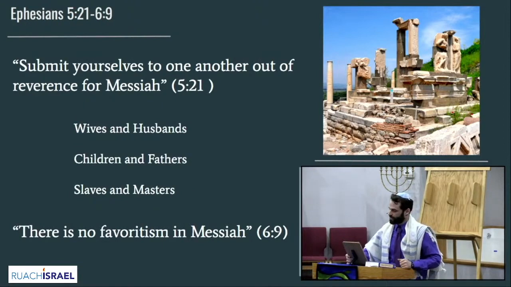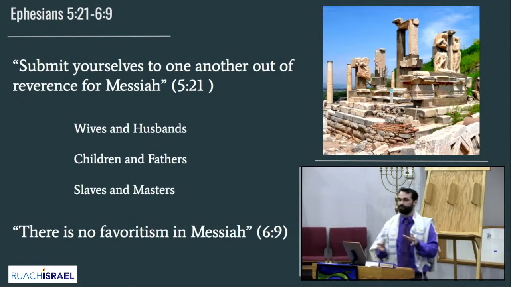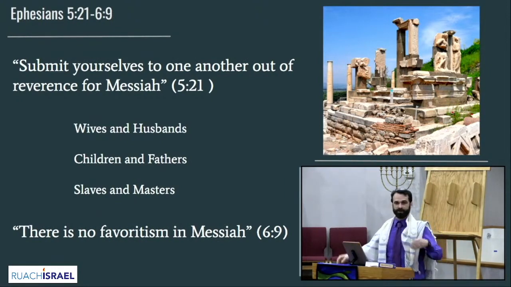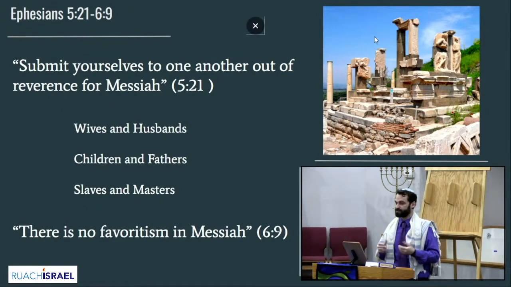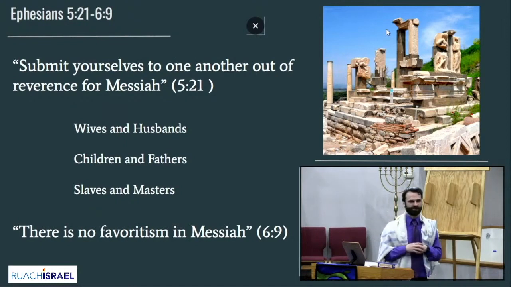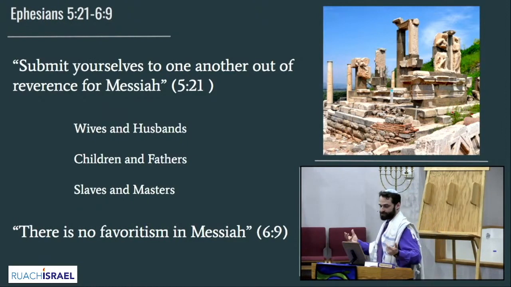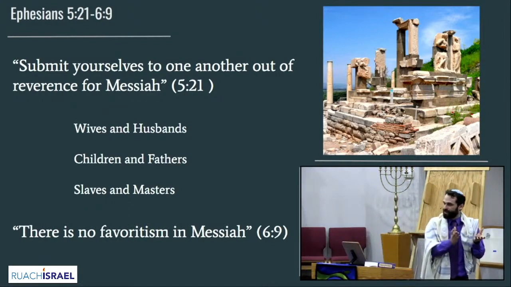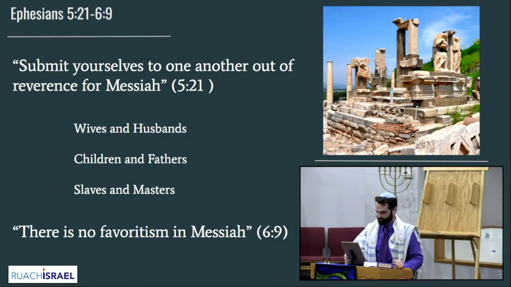Last week we saw that when we take this passage as a whole, Paul bookends his household code with something radical. Submit yourselves to one another out of reverence for Messiah. Then he speaks about wives and husbands, children and fathers, and slaves and masters. And then in verses 6-9, he closes the section with, there is no favoritism in Messiah. So everything that Paul writes in between must be framed with this message. Submit yourselves to one another because there is no favoritism in Messiah.